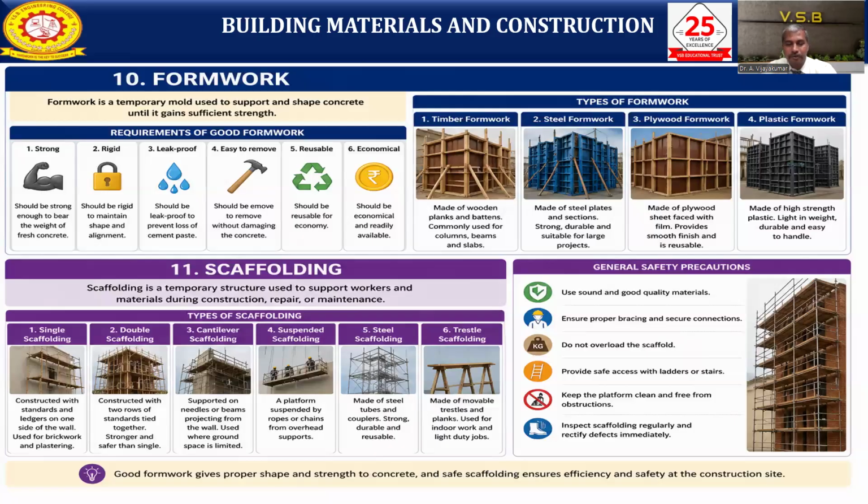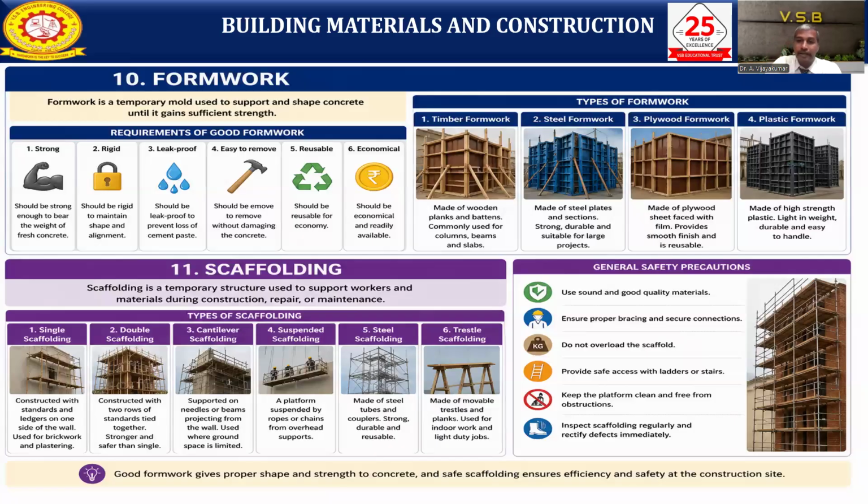Suspended scaffolding is a platform suspended from ropes or chains from overhead, and it is supported. Steel scaffolding is made up of steel tubes and couplers. It is strong, durable, and reusable. Trestle scaffolding is made of movable trestles and planks, used for indoor work and lightweight duty jobs. We can use it for this type. These are the commonly used scaffolding types in the field.